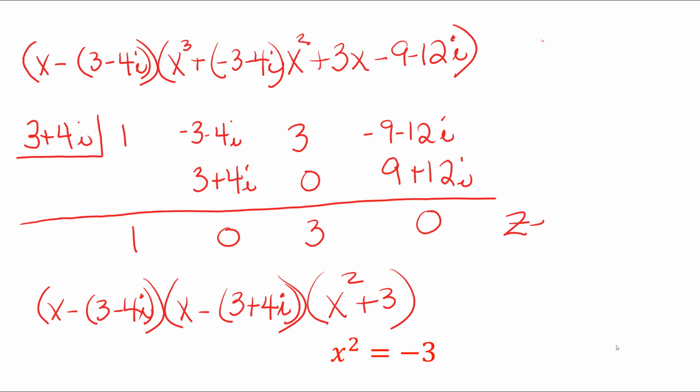So our zeros are going to be 3 minus 4i, 3 plus 4i, and then plus or minus the square root of 3i. So those are our 4 zeros that we would have for this function.